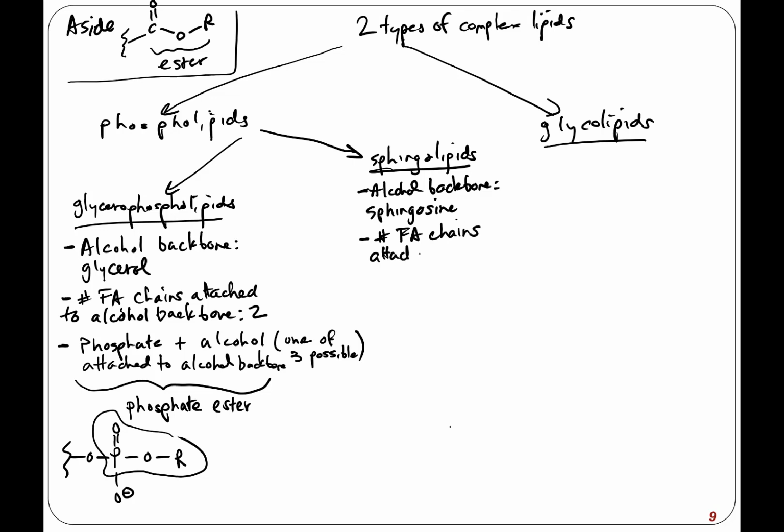Attached to alcohol backbone. Sphingosine in this case. Whoops, backbone. I'm going to put 2, and I'm actually going to put a little asterisk here. The reason I'm going to put an asterisk there, I'll point this out when we draw these. One of the big long hydrocarbon chains, which I refer to as a fatty acid chain, is actually part of sphingosine.